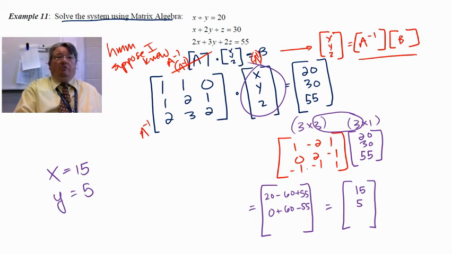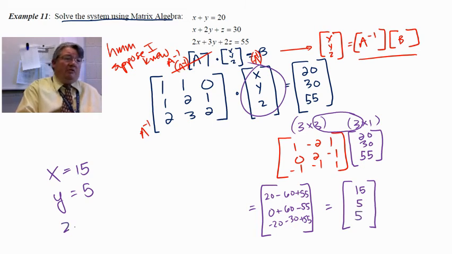Negative 1, negative 1, 1. Multiply this last row times the first column. Negative 1 times 20 is negative 20. Negative 1 times 30 is negative 30. 1 times 55 is a positive 55. Negative 20 minus 30 is negative 50. Plus 55 gives me another 5. So I just found out z equals 5.